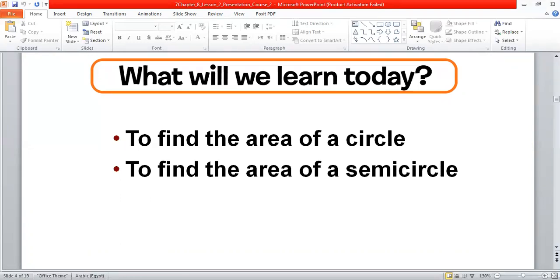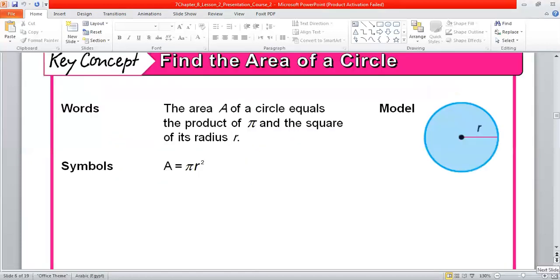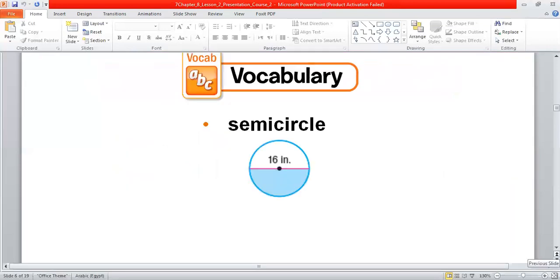The lesson starts with this slide. The new vocab for this lesson is semicircle. Semicircle means half circle. So if you need the area of the semicircle, or half circle, you will multiply the area of the circle by half.